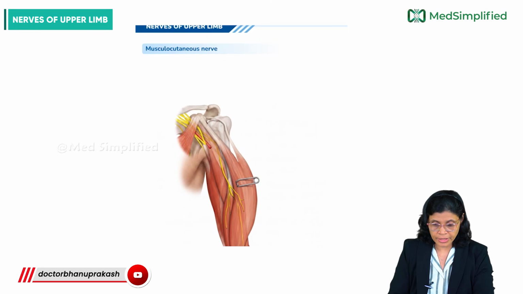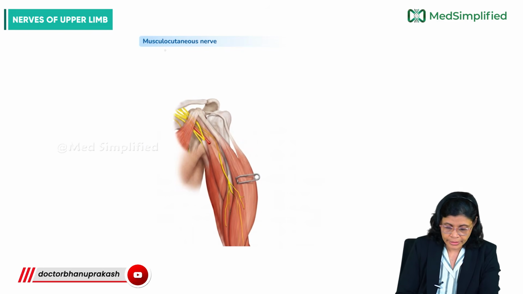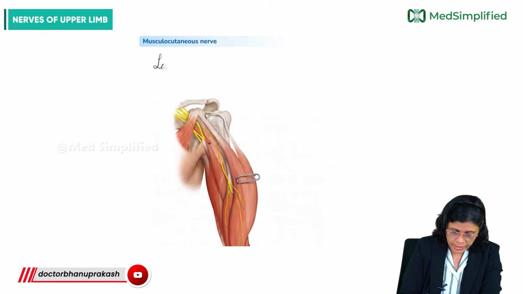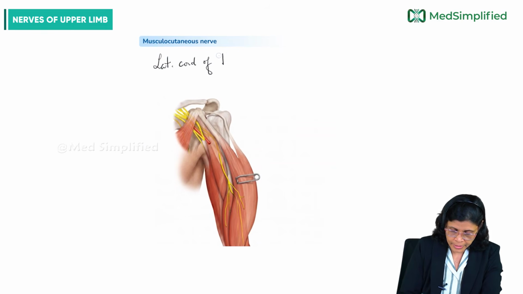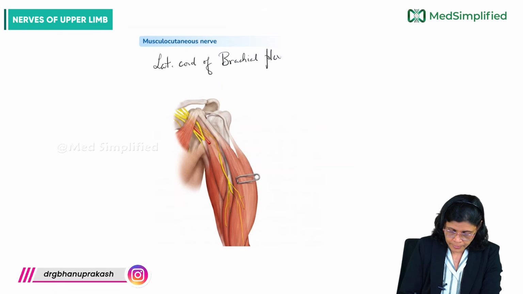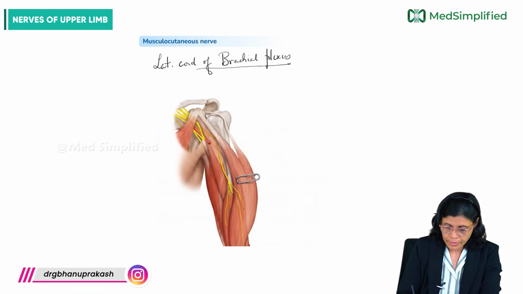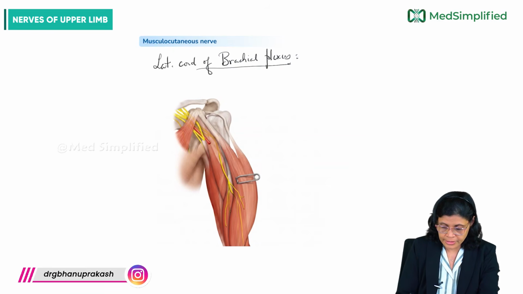Next, coming to the next nerve, that is the musculocutaneous nerve. It arises from the lateral cord of the brachial plexus. The root value will be C5, C6 and C7.